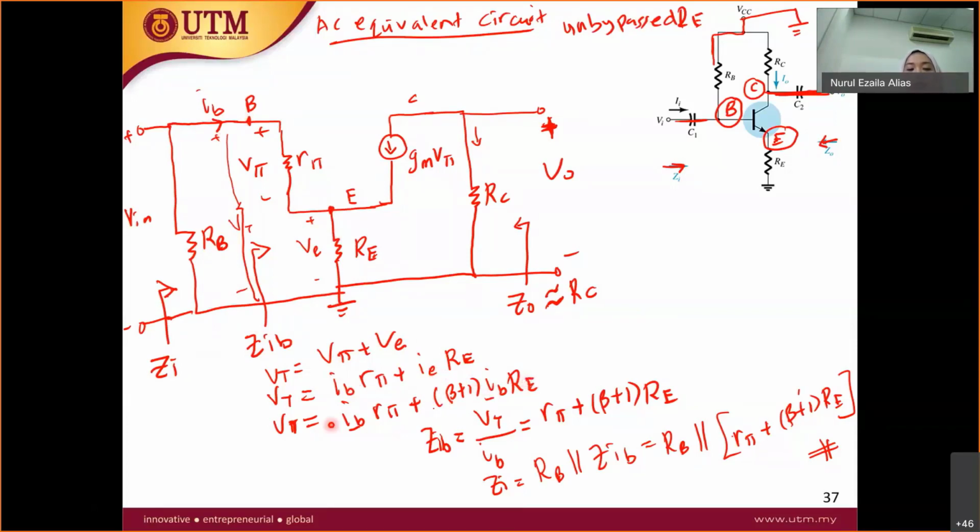Since we know that Zin B is equal to the V total over IB, because Zin B is the total impedance from base to the ground, therefore you have to divide by the base current, VT over IB. You cancel out everything, and you get your Zin B as r pi plus (beta plus 1) RE. And Zin is actually RB in parallel with the Zin B that you have derived here. That's why you have gotten this equation.